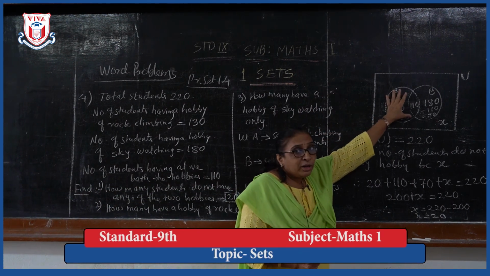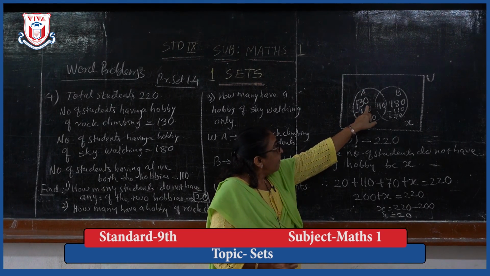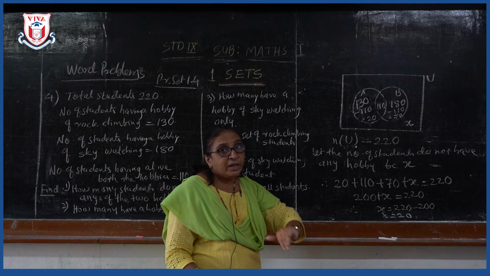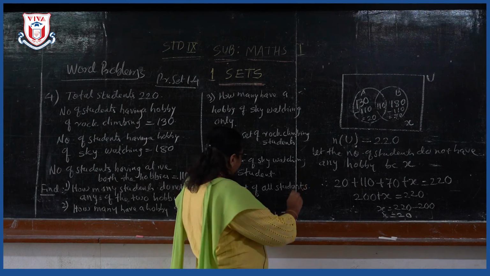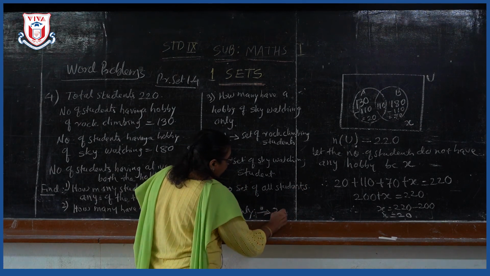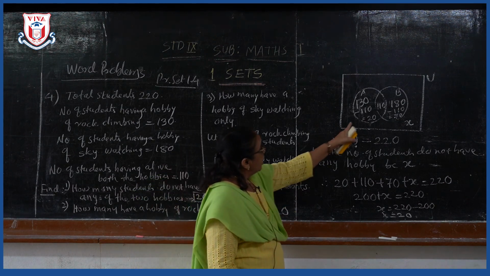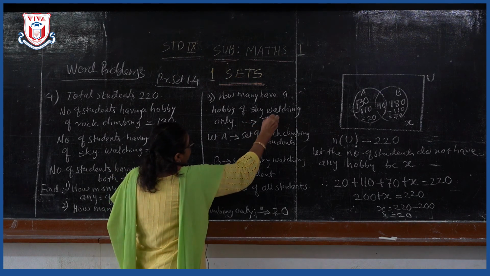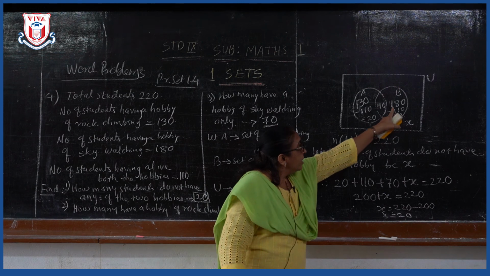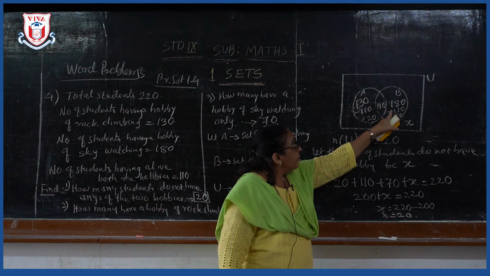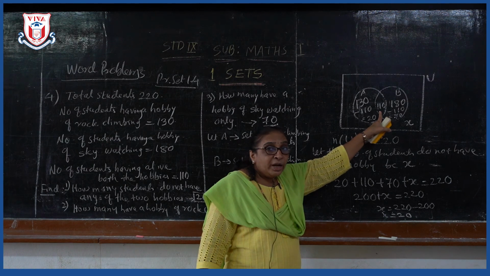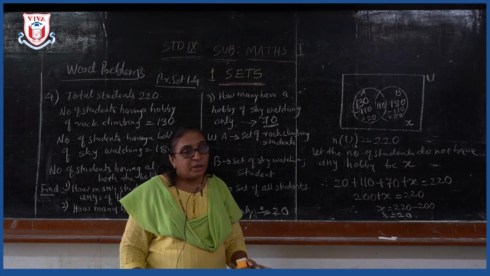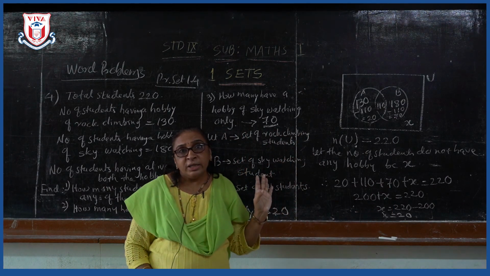Now A is the set of rock climbing, in which 130 students are there. From that, 110 students are subtracted because they are having the other hobby also. So only rock climbing hobby will also be 20, and the number of students having the hobby of sky watching only is 70, because here 180 students are there, but 110 are included in the other hobby also. So only sky watching students are 70, and in this way we can solve this word problem.